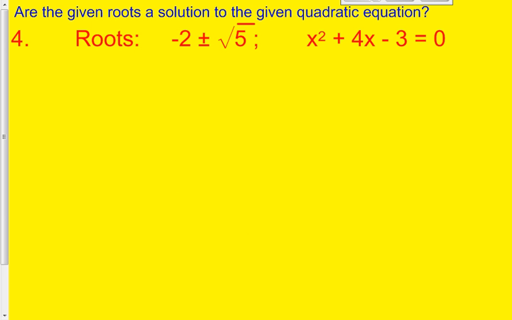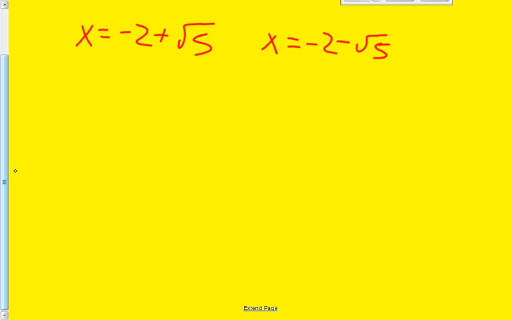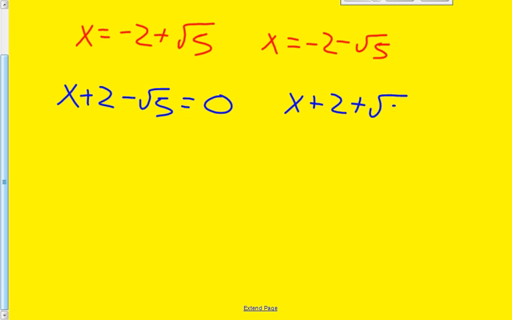Number 4 is a slightly different animal. In this one, we don't have imaginary numbers. We have irrational numbers. The square root of 5 is irrational. Take heart, you do it the exact same way. X equals a negative 2 plus square root 5. And x equals a negative 2 minus square root 5. Are these the solutions to this? So we're going to do it the exact same way. We're going to get a 0 over on the right sides. So let's add 2. And let's subtract the square root of 5. That equals 0. Let's add 2 and add the square root of 5.